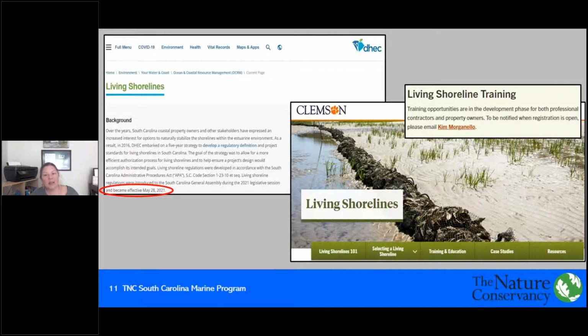And with our experience and knowledge of how our projects have been responding along the South Carolina coast, that gave us a seat at the table to be one of the main players with a say in how that first permit guidance was developed. So we continue to be involved, and since the permit was created in May of 2021, we're still working with partners on education.